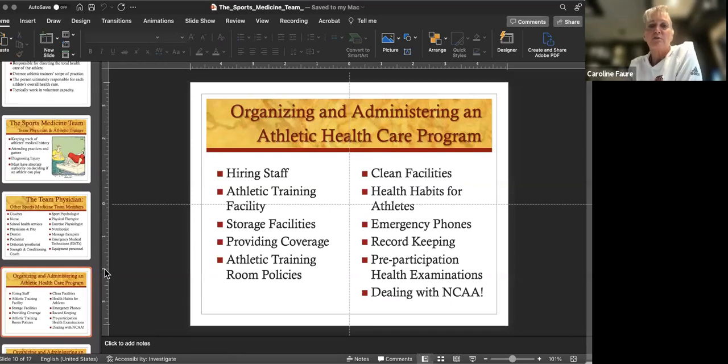If you're administering an athletic healthcare program, a sports medicine program, there are lots of different things that you have to think about. I want to highlight a couple of these. First of all, hiring staff. Make sure that whoever you hire to do these roles is appropriately qualified. We're going to talk a lot about that in the next lecture and the next lesson on athletic trainers, but making sure that they have the proper credentials, I cannot stress enough how important that is.